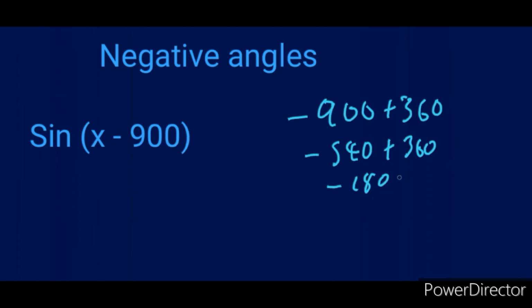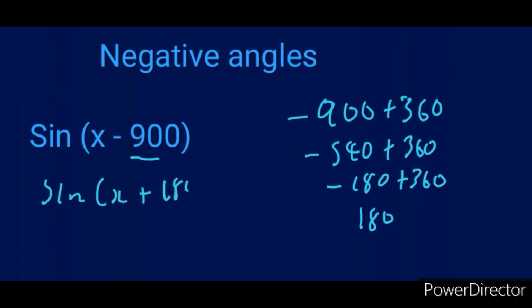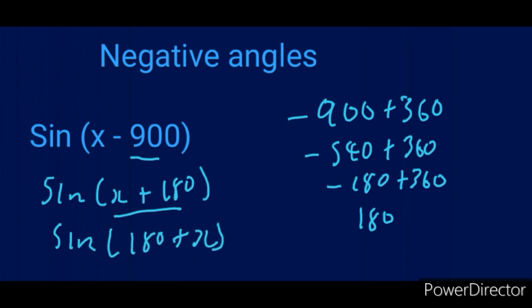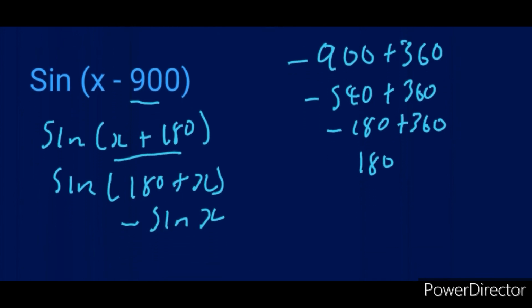So negative 180 plus 360. We're going to end up getting 180. So if we put 180 in place of negative 900, we're going to end up having x plus 180. And then when we rearrange this stuff, we're going to end up having 180 plus x. And now we have got something that is familiar to what we've memorized. So from here, we know that 180 plus x is in the third quadrant, and in the third quadrant, sine is negative. Therefore, we have got the answer, negative sine x.